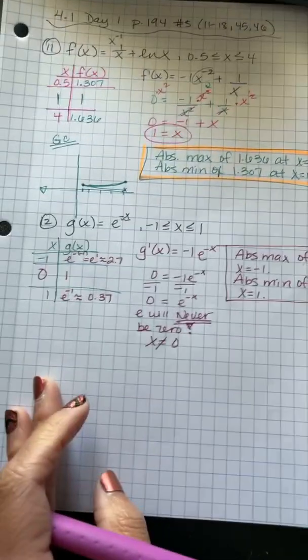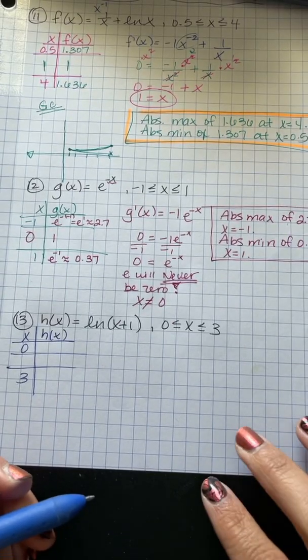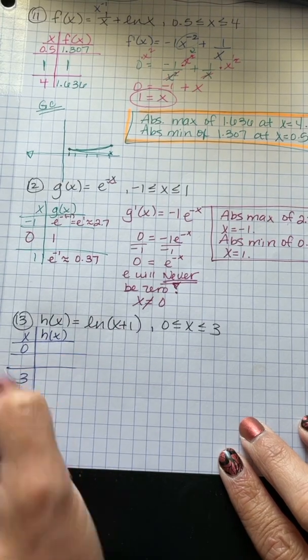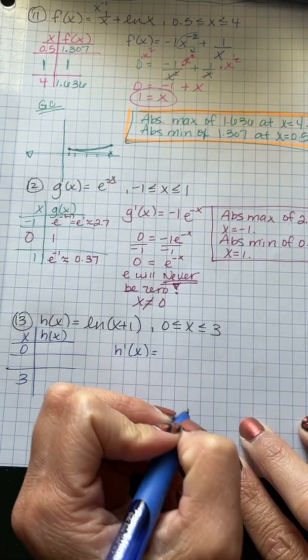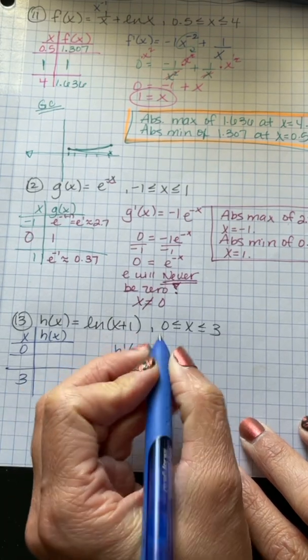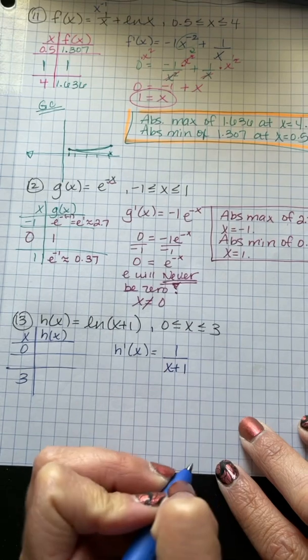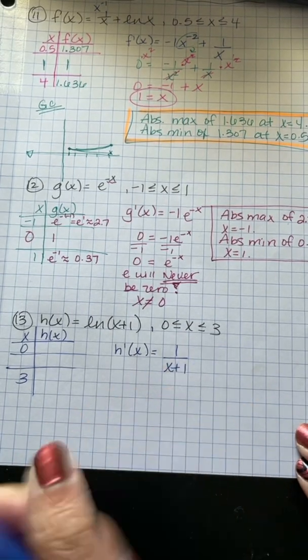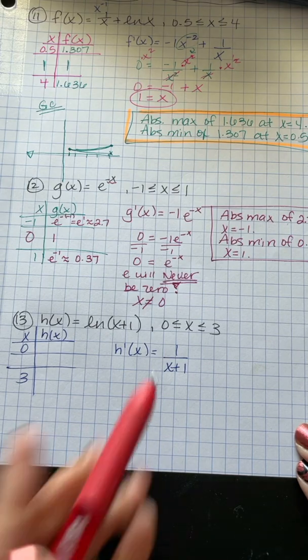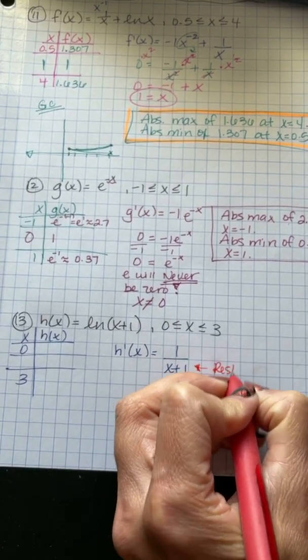Alrighty, next one. h of x equals the natural log of x plus 1. I have the table ready. Let's just take our derivative. The derivative of natural log is 1 over the input, so that would be 1 over x plus 1. Automatically we should be able to see that there is a value that x cannot equal, because it'll make the denominator 0, so we have a restriction.